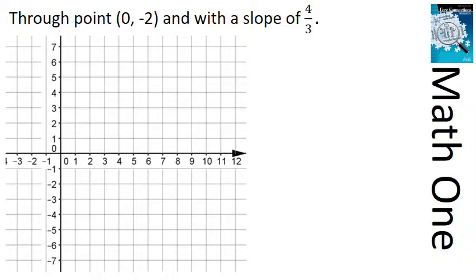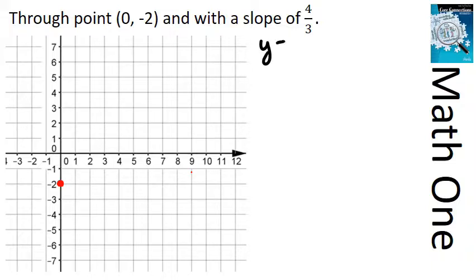So (0, -2). That's great because that's my y-intercept, right? (0, -2), and it has a slope of 4/3. Well, if you look at it, this is my y-intercept because I'm on the y-axis. So I know my y-intercept is -2, and I know that my slope is exactly 4/3. So I can write the equation of that line, right?